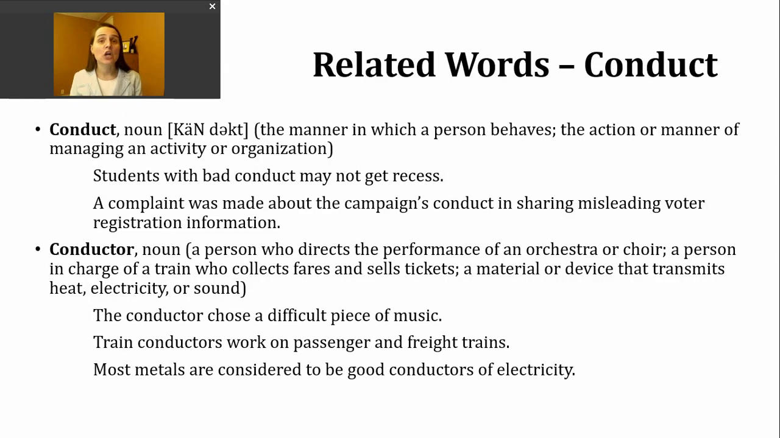Now, let's take a look at some words that are related to our verb to conduct. The first is a noun form of the same word. So, same spelling, but this time we do have a different pronunciation. And this happens in a number of words in English where the verb and noun forms have slightly different pronunciation.